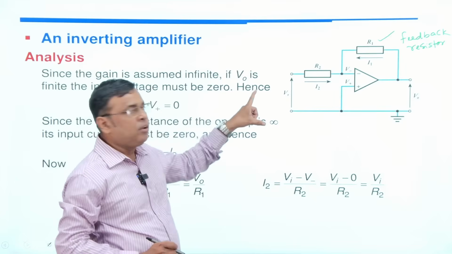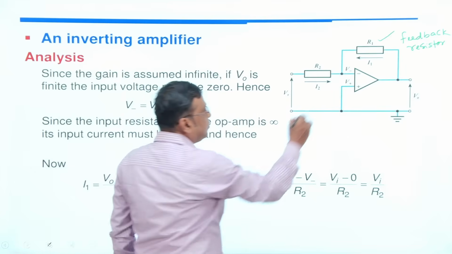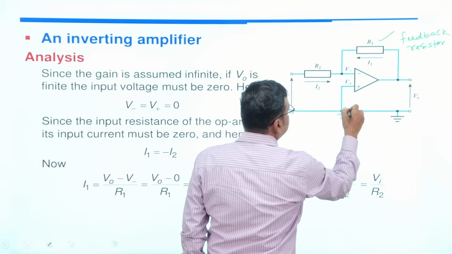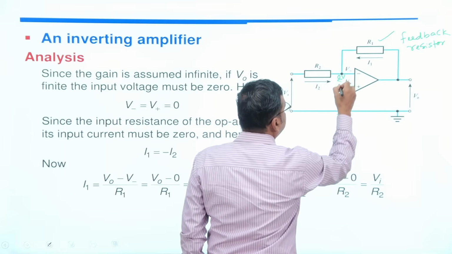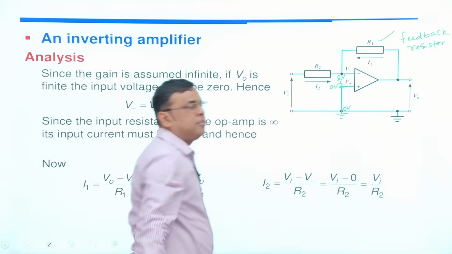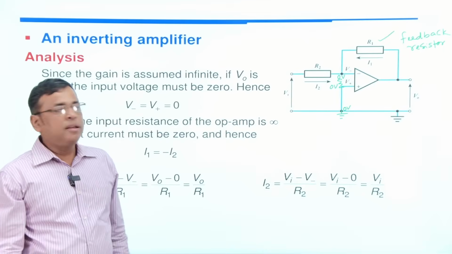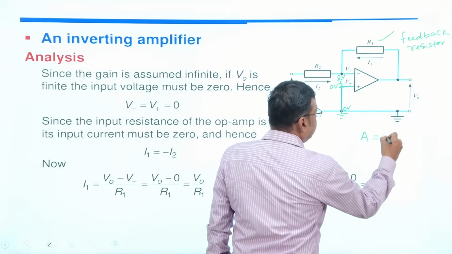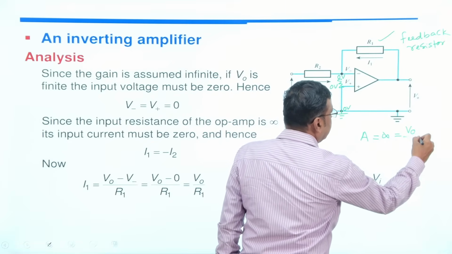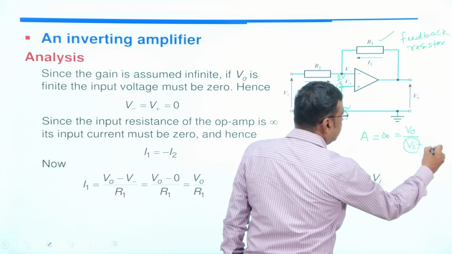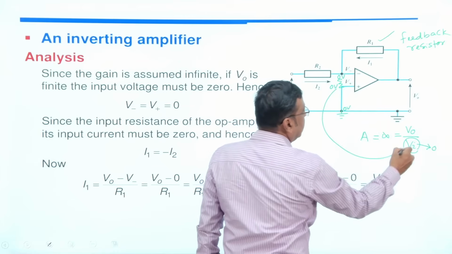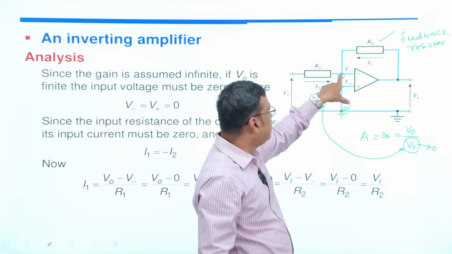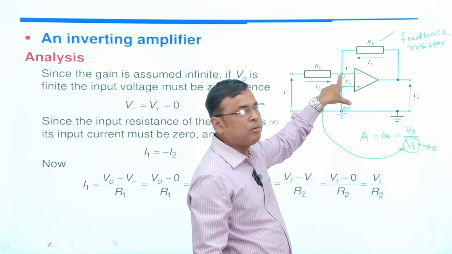Here, already I told you in the virtual ground concept, the plus terminal is grounded. Plus terminal grounded means it is 0 volt. If this is 0 volt, then this voltage is also 0, because the difference must be 0 volt. This is the beauty of the operational amplifier. The gain is infinite. If the gain is infinite, the gain A equal to infinity is equal to V0 by Vi, so this term will be 0. This term is nothing but Vi. If Vi is 0, the gain will be infinite. Whatever this value is, the same value is here. If it is 2 volt, this potential must be 2 volt.